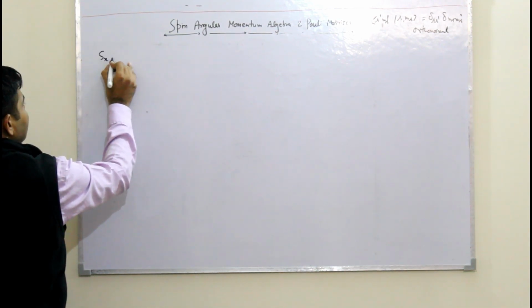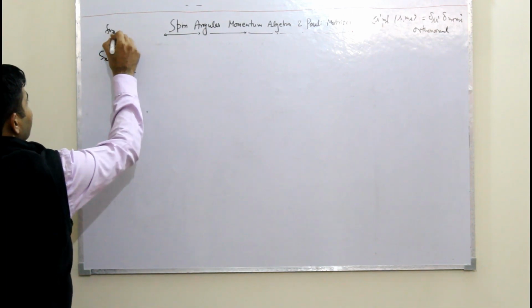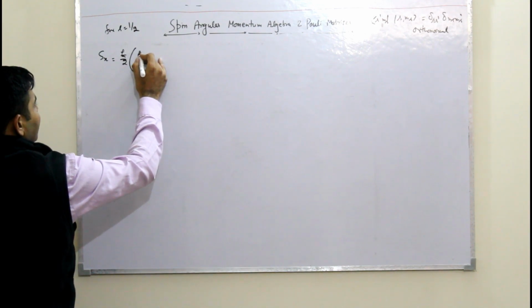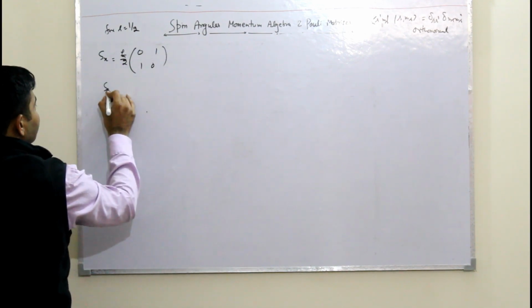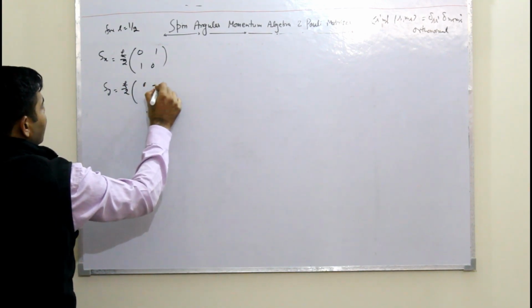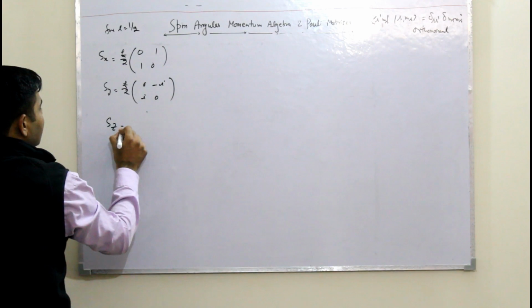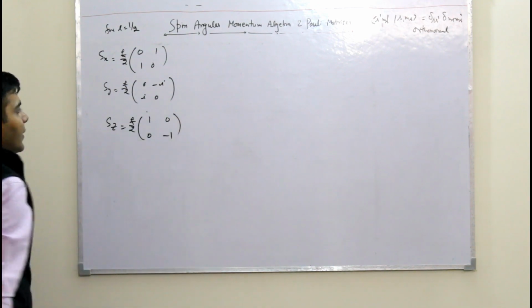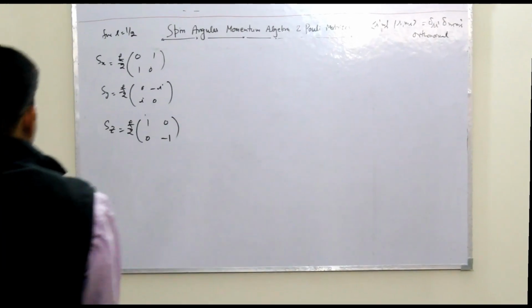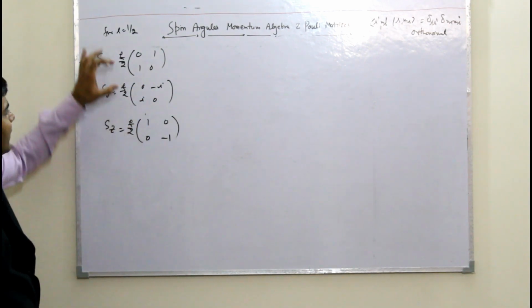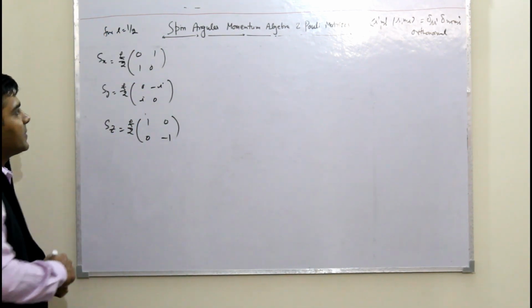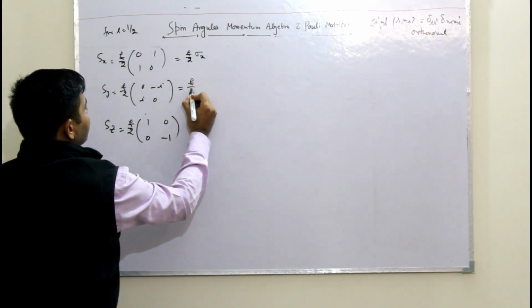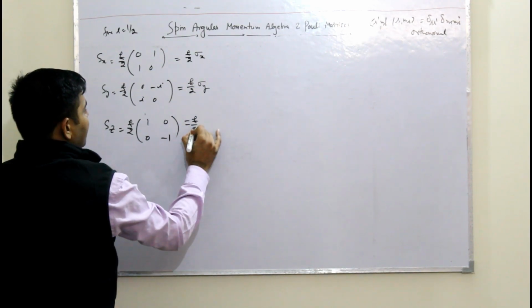So we have got Sx equal to h cross by 2, for spin half particles like the electron, 0 1 1 0. Sy was h cross by 2 0 minus iota iota 0, and Sz was h cross by 2 1 0 0 minus 1. So that's what we have obtained so far. These matrices in the product of h cross by 2 have specific names. So this is h cross by 2 sigma x, this is h cross by 2 sigma y, and this is h cross by 2 sigma z.